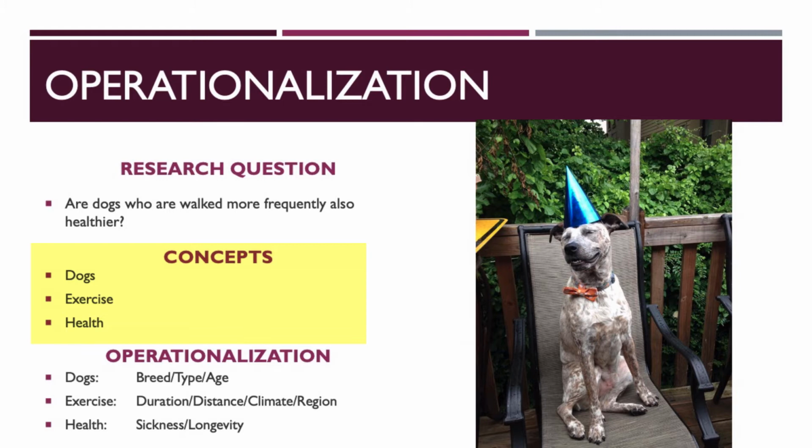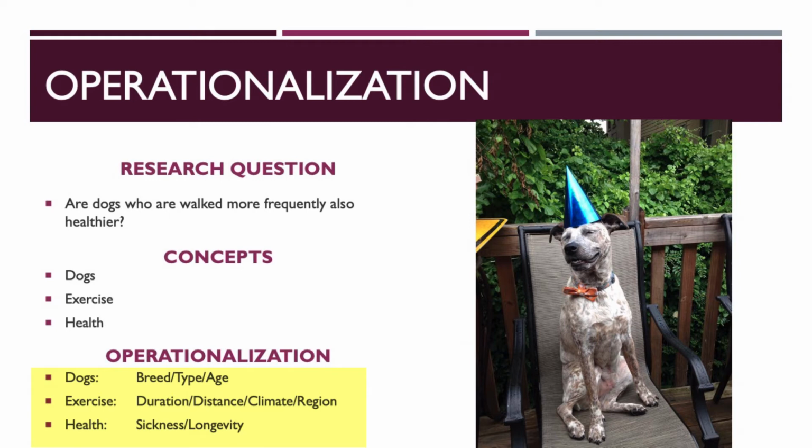So dogs are the unit of analysis by which all observations will be measured on that entity, that level for dogs. We've got exercise, which is the primary independent variable here. Does exercise have an impact on health, the dependent variable? Well, how do we measure these things? First of all, what kind of dogs are we talking about? Is there a specific breed or type or age that we're going to study in our analysis?